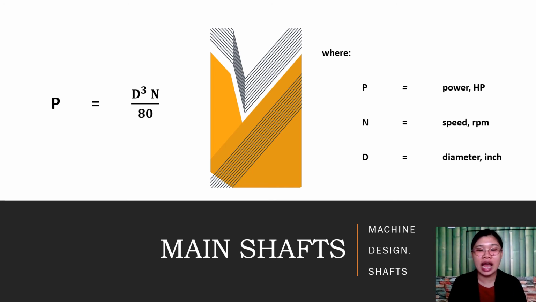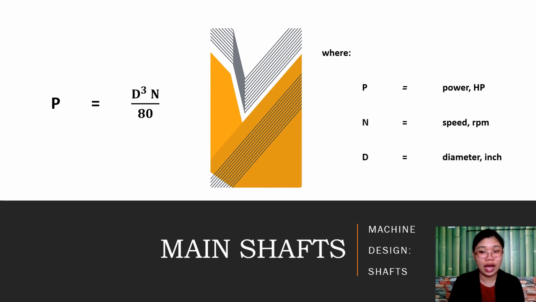So, first, we have the main shaft. The formula for power is equal to d cubed n over 80. So, 80 is the denominator for the main shaft. Kung mapapansin nyo yung difference niya as I discussed the line shafts and the short shaft. The power must be in HP, and to arrive at that power in HP, you must be using inches for diameter and RPM, or revolutions per minute, for the speed.